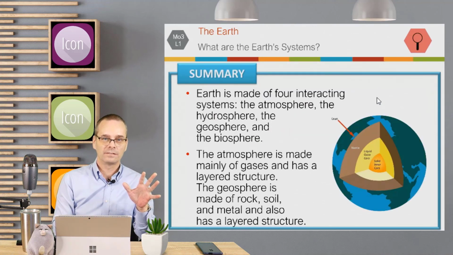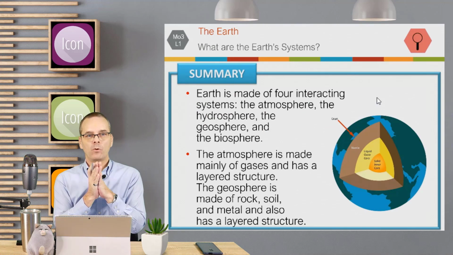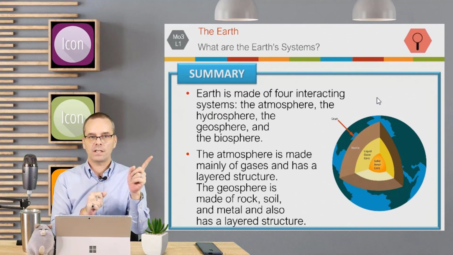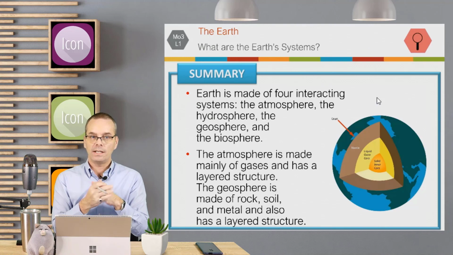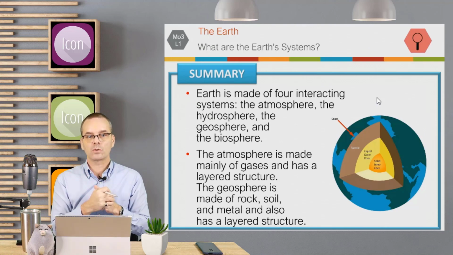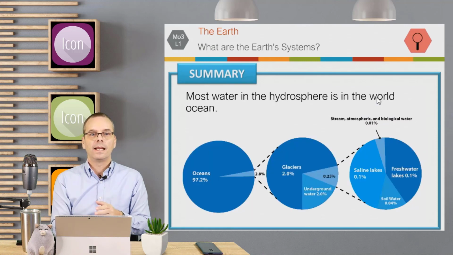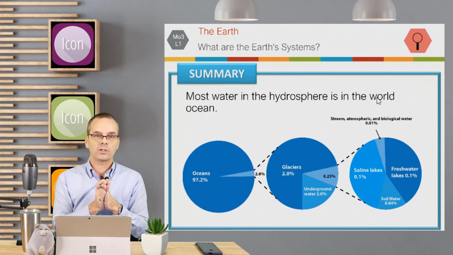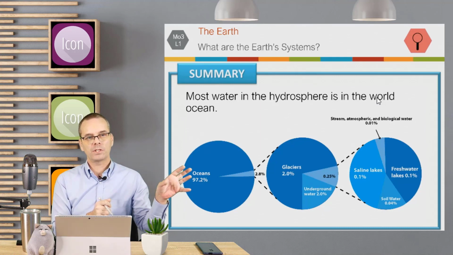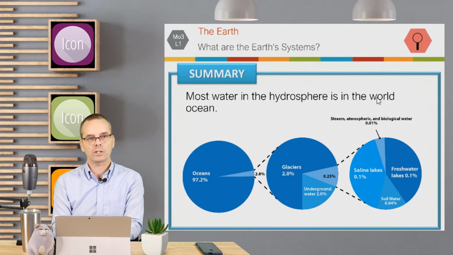So in summary, remember that the Earth is made up of four interacting systems: the atmosphere, the hydrosphere, the geosphere, and the biosphere. The atmosphere is mainly gas. The geosphere is mainly rock, soil, and metal. And most water in the hydrosphere is in the ocean, with about 3% being fresh water and 97% being the ocean.